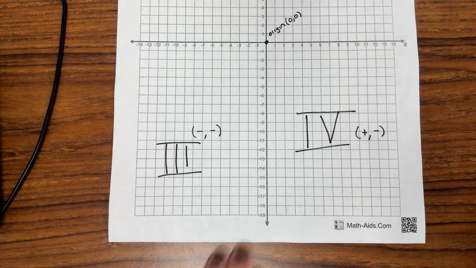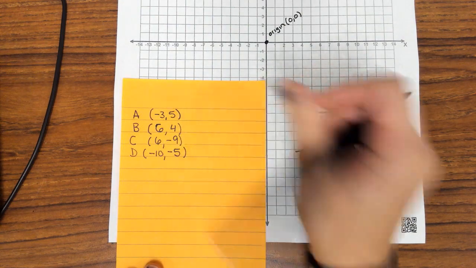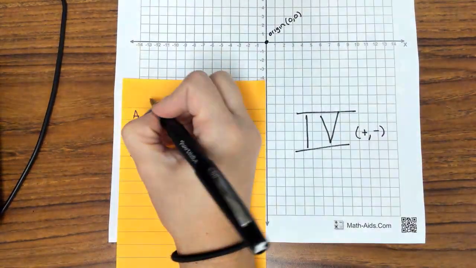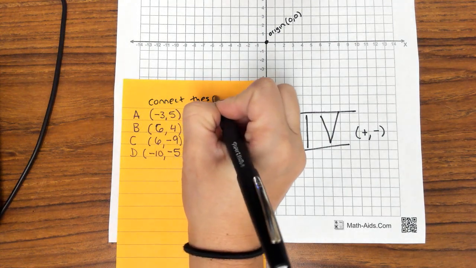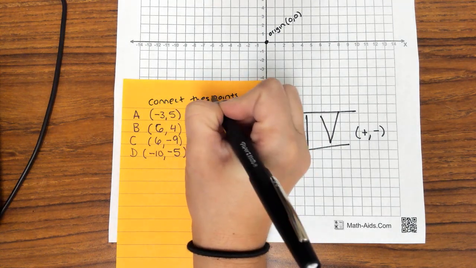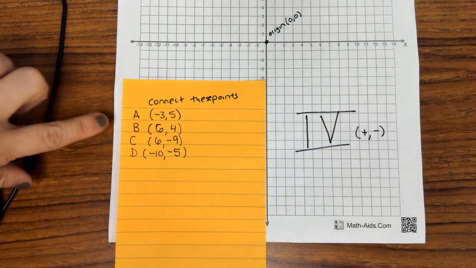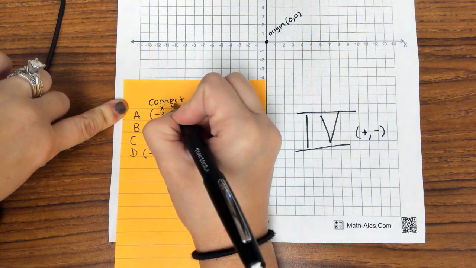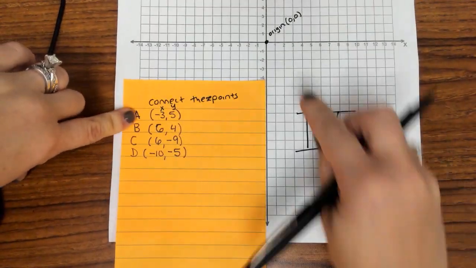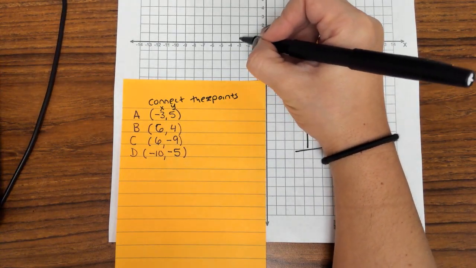So I have some points here to graph. When you're done graphing, connect these points. Only connect the points if it asks you to connect the points. So A is negative 3, 5. This is my x value and this is my y value. So I'm going to go over to negative 3. Notice how negative 3 is right on the line. It is not in the box. It is right on the line, the intersection.